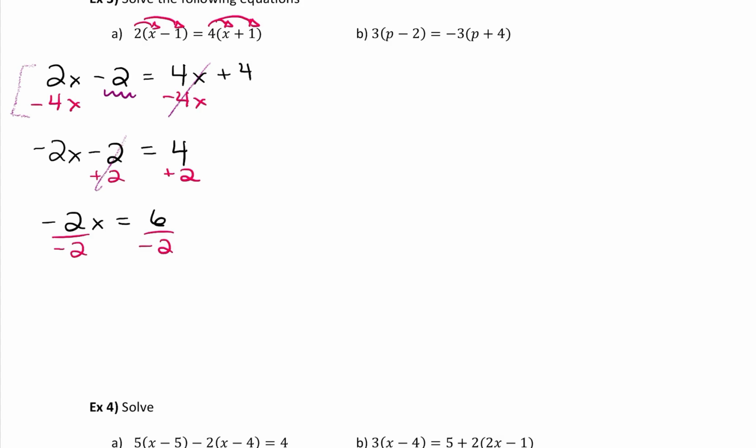Make sure you're dividing by negative 2, because otherwise, if you just divide by 2, you're going to be left with a negative x, which is not completed. Okay, so now we have x equaling negative 3.